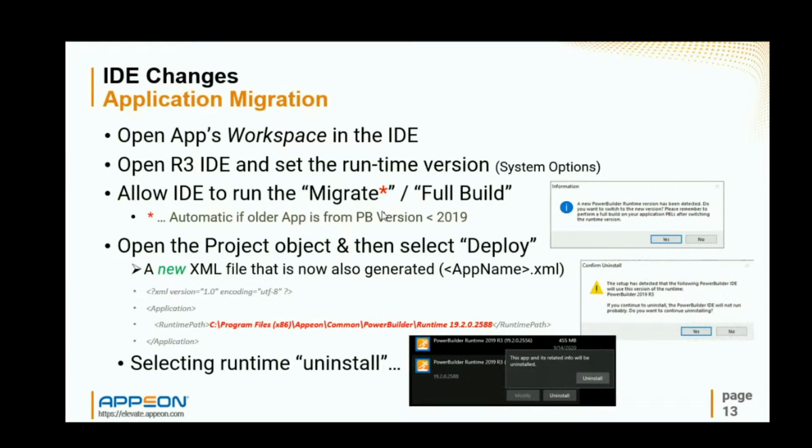If you select the runtime uninstall, you're going to get a new prompt. So here in the Windows 10 control panel, we're doing an uninstall, and notice the dialog pops up and says that if you continue to do this, you'll no longer be able to use that runtime, or applications that are already compiled with that may be affected.